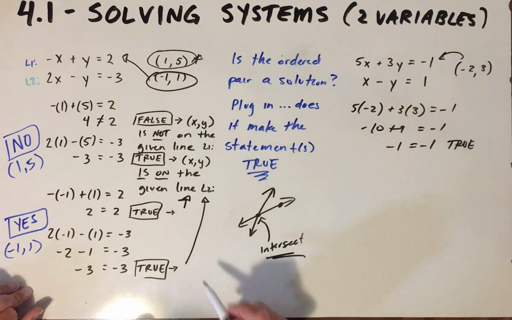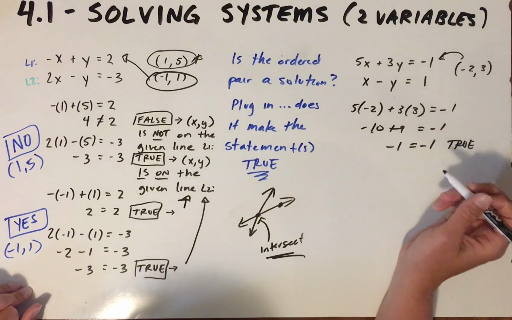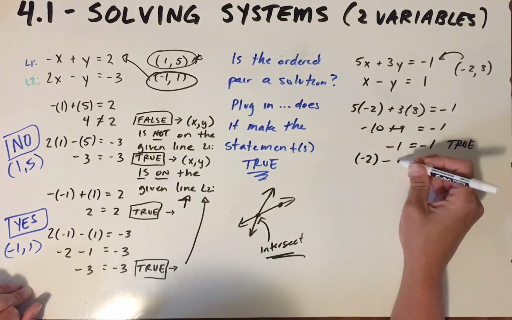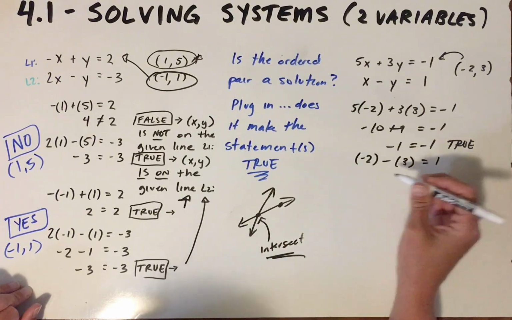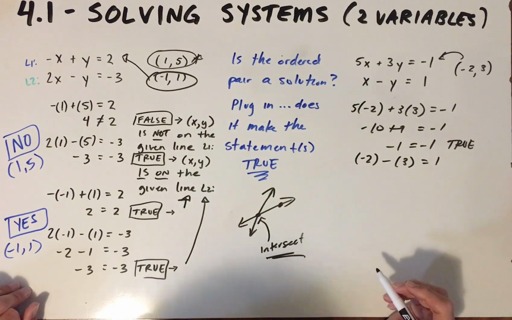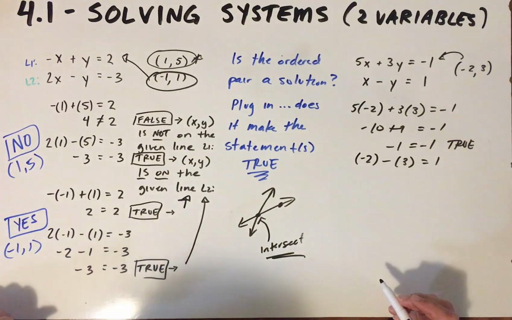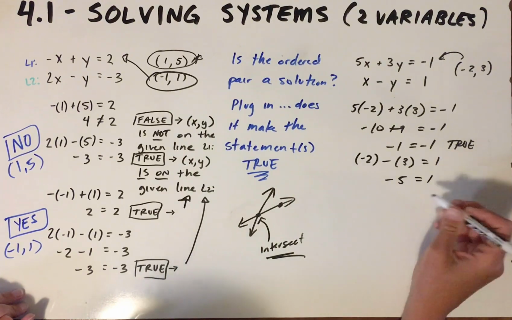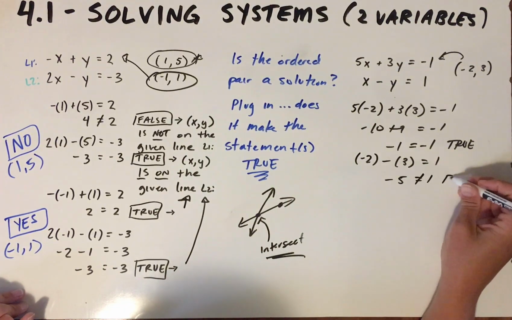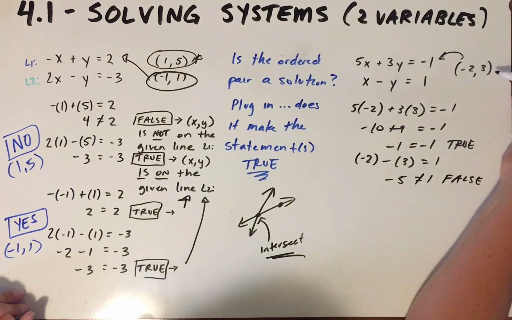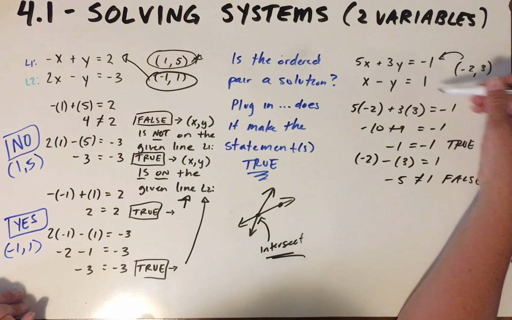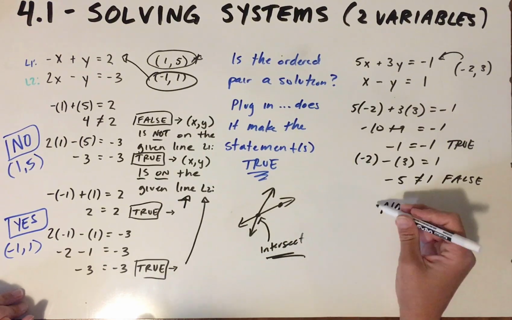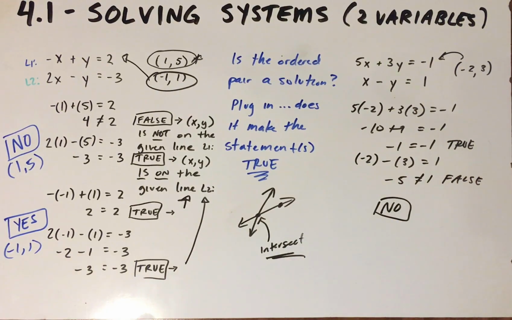But that does not mean that it's a solution to the system. I have to plug into the second line. So x is -2 minus 3, and that is equal to 1. Well, -2 minus 3 is -5. And so this does not equal, this is false. So this point lies on this line, but it is not a solution to the system because it's not on the other line. So the answer here would be no. That ordered pair is not a solution to the system.